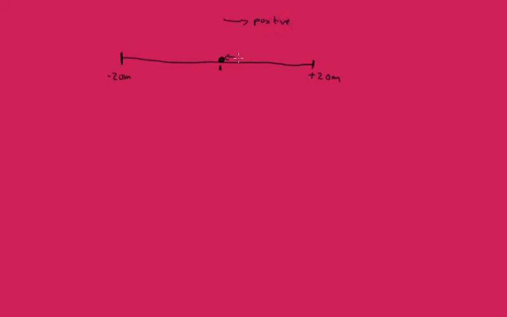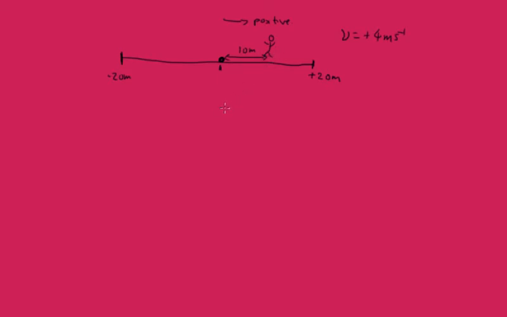Now let's think, if our runner is here, we say his velocity is plus 4 metres per second. He is 10 metres away from the origin, and his displacement is 10 metres.